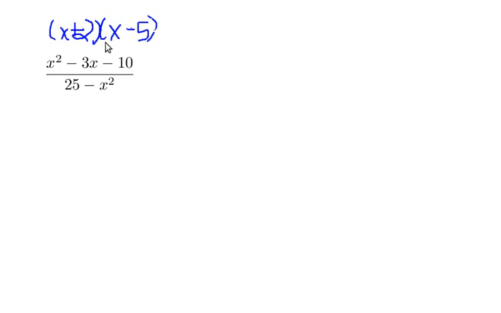If you don't believe me on that, you can go back to the previous videos and figure out how to factor this. This was 6.1, I think. So that means we can factor the top into x plus 2 times x minus 5. And what about this bottom one here? Well, this is a difference of two squares, because 25 is a square number, and x squared is a square of x. So this is going to be 5 squared, and this is going to be x squared. So we can rewrite that as 5 plus x times 5 minus x.